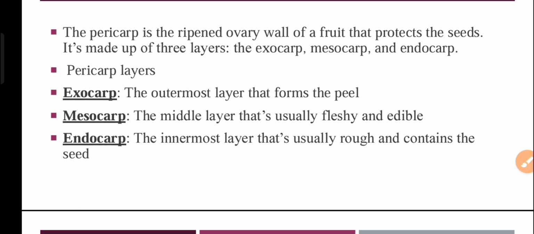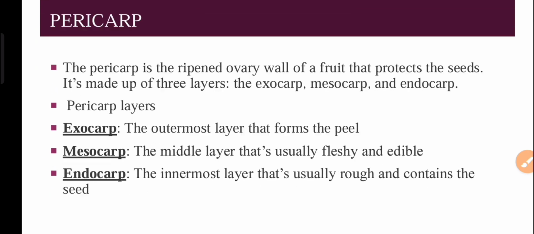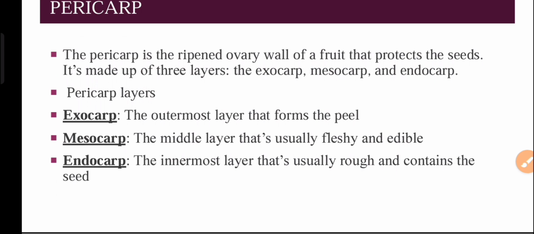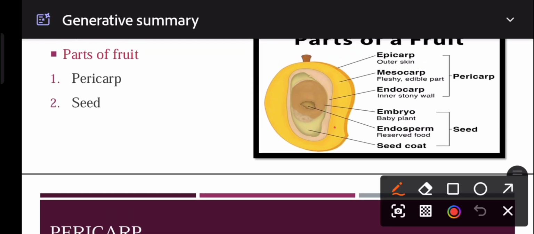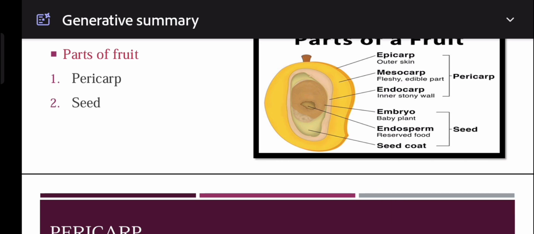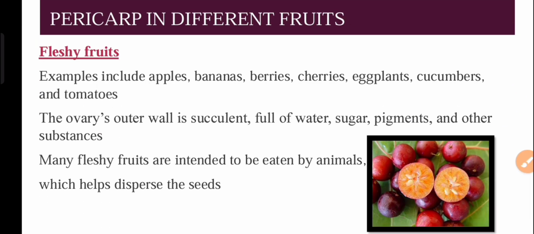Here we can also call it exocarp or epicarp. It is the outermost layer and forms the peel. The mesocarp is the middle layer, the fleshy or edible part. And then the endocarp is the innermost layer, usually rough, and it contains the seed, right? This is the endocarp, consisting of the seeds.